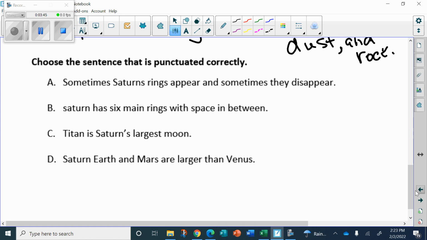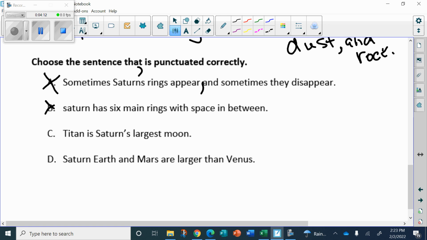Okay, so let's look here. We're going to get rid of A. Do you know why? You're right. You're showing possession, so it's Saturn's rings. The rings belong to Saturn. Okay, and I'm also going to put a comma because it is a compound sentence.